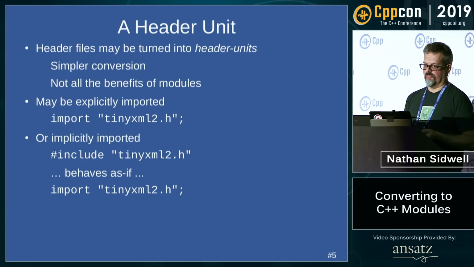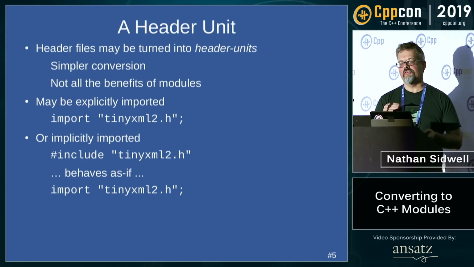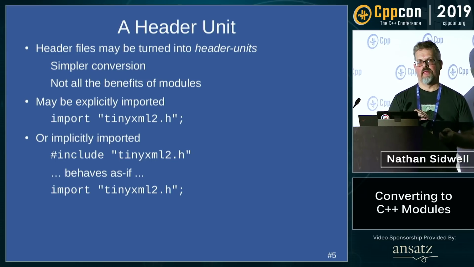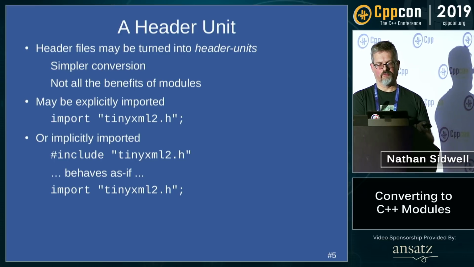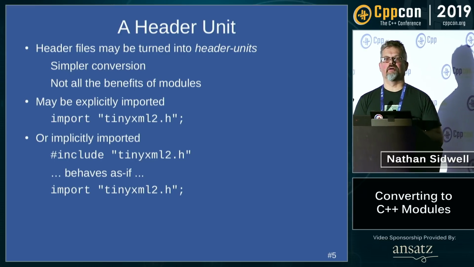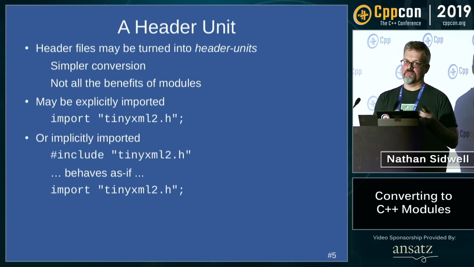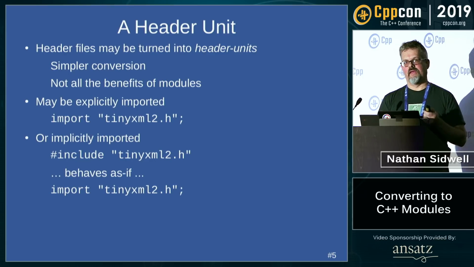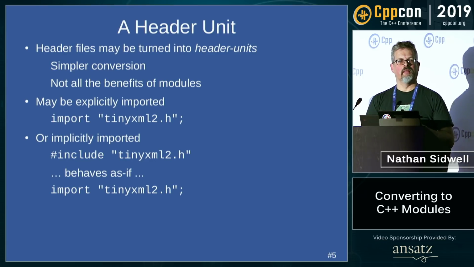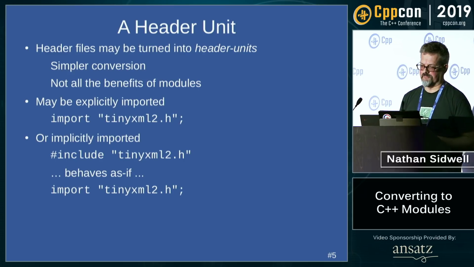So the easiest conversion is to turn it into a header unit. A header unit is a way of taking an existing header file and producing a CMI from it. Now, that's a simpler conversion because you basically point the compiler at your header file, and that's essentially it. But you don't get all the benefits of modules, and you can't do it to every header file. The header file has to have certain constraints. In particular, it shouldn't be a header file that's intended to blat out templated code via macros, because history.